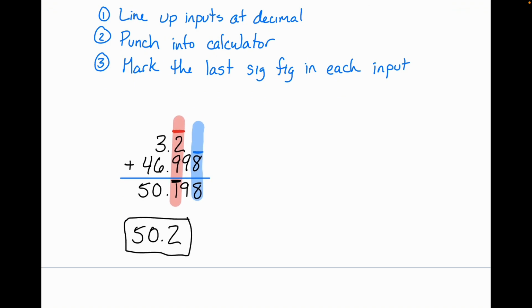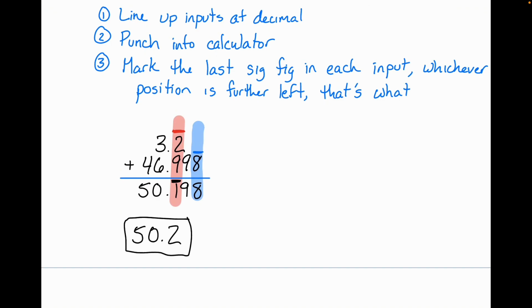Okay, so we're going to mark the last sig fig in each input, and whichever position is further to the left, that's what we round to.